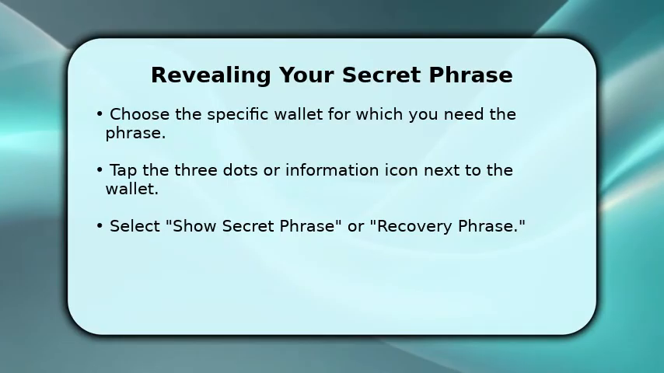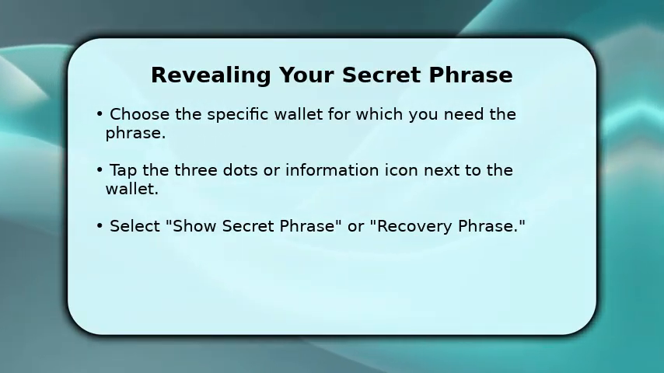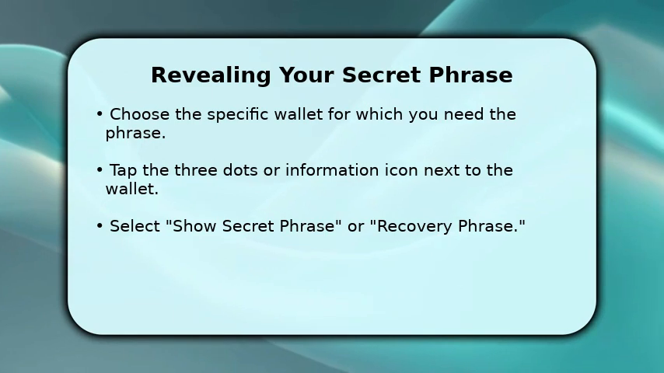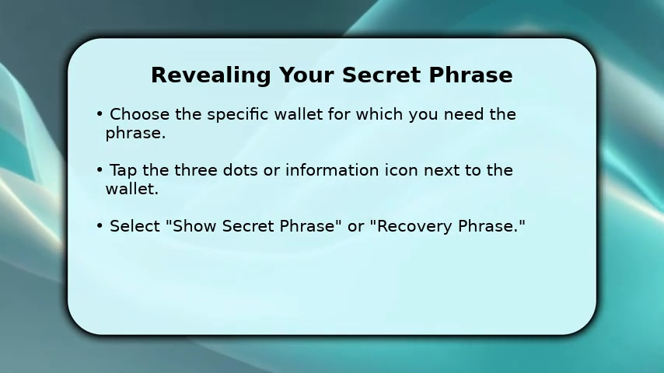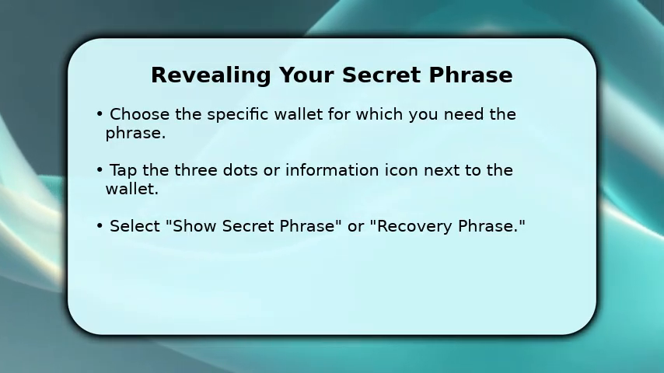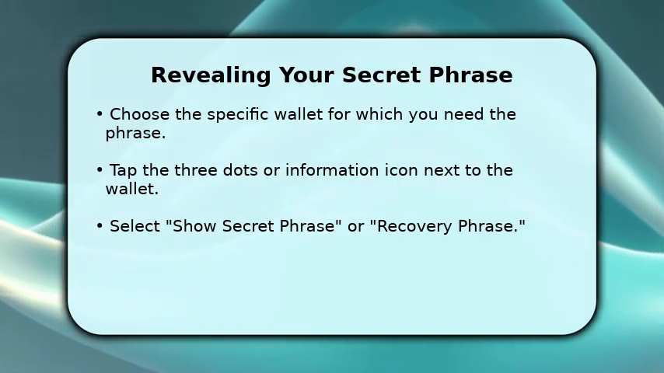Next, identify the specific wallet whose recovery phrase you wish to retrieve. Tap on the three dots or the information icon located right next to that wallet's name. This action will open up more options for that particular wallet. From these options, you'll need to select Show Secret Phrase or Recovery Phrase.